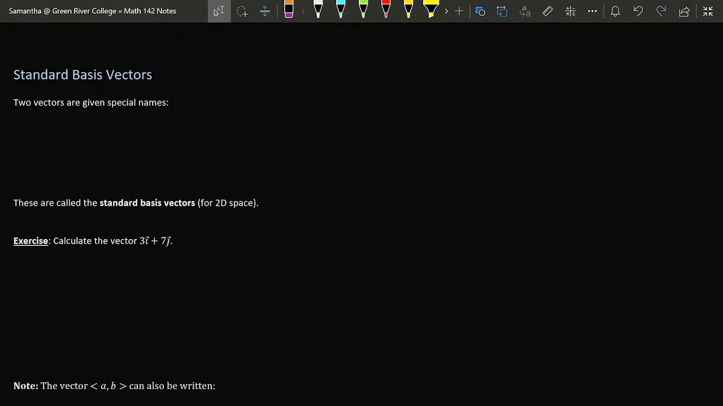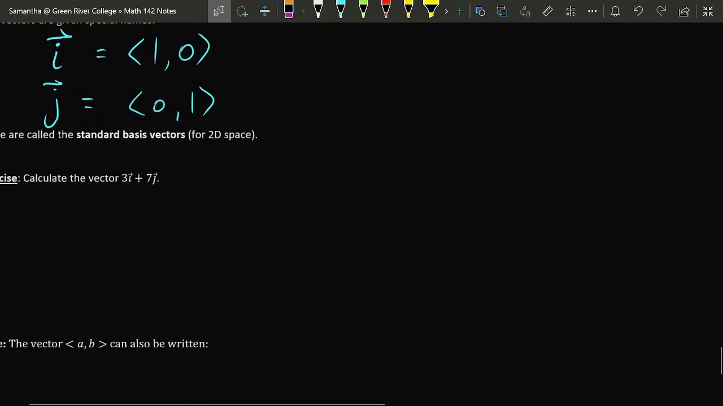Now to conclude today's video, let's look at 2 special vectors, which are called the standard basis vectors for 2-dimensional space. In 2-dimensional space, which is where we have been working, the vector labeled i with an arrow over it stands for the vector that has a 1 in the x component and a 0 in the y component. And j, with an arrow over it, the vector j, has 0 for x and 1 for y. These two are called the standard basis vectors for two-dimensional space.